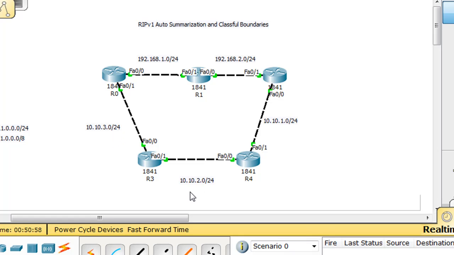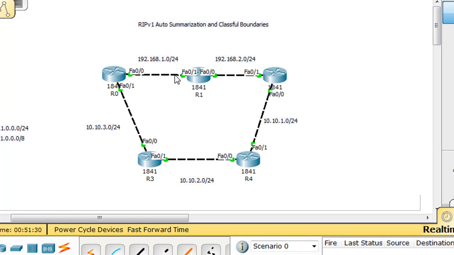10.10.3/24, 10.10.2/24, and 10.10.1/24. Now, the reason these bottom networks are classless is that if a network starts with a number 10, it's usually a class A network, and therefore would have a /8 subnet mask by default. So typically this would be 10.0.0.0 network /8. So we have three classless networks here.